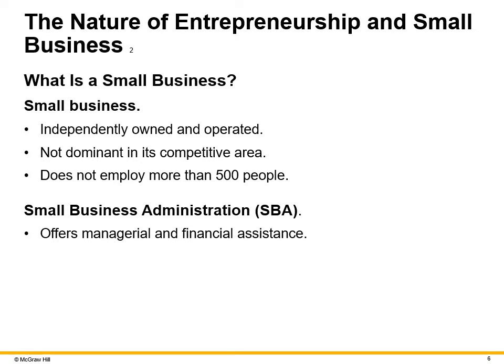So what exactly is a small business? The textbook's definition of a small business is any independently owned and operated business that is not dominated in its competitive area and employs fewer than 500 people. This is similar to the definition used by the Small Business Administration, an independent agency of the federal government that offers managerial and financial assistance to small businesses.